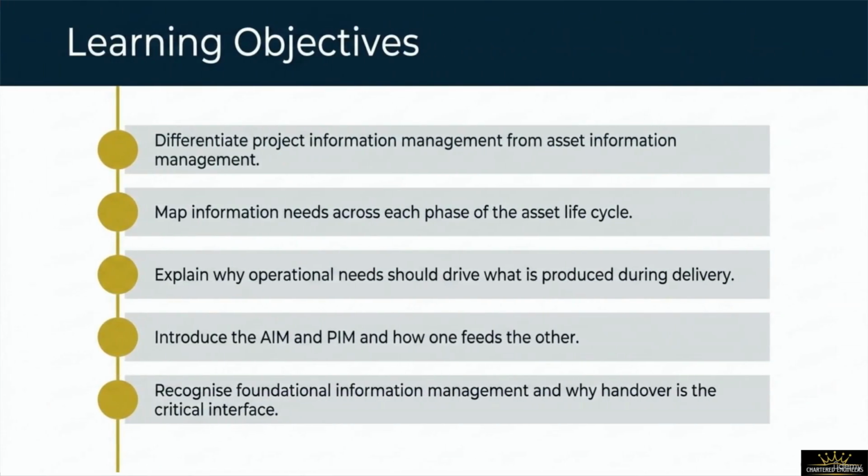To establish our technical roadmap, let's review the explicit learning objectives for this lesson. First, we will learn to clearly differentiate project information management from long-term asset information management. Second, we will map distinct information needs across each specific phase of the asset life cycle. Third, we will analyze why operational needs must drive what is produced during the intense delivery phase.